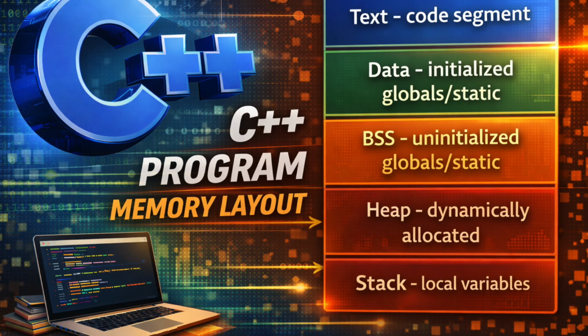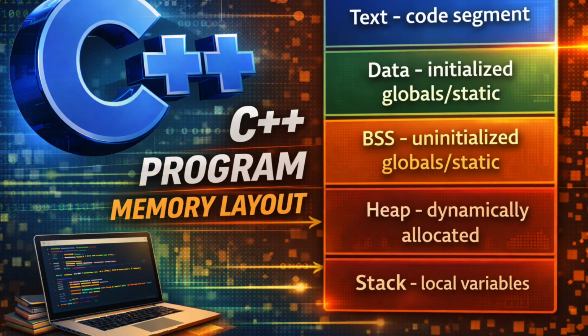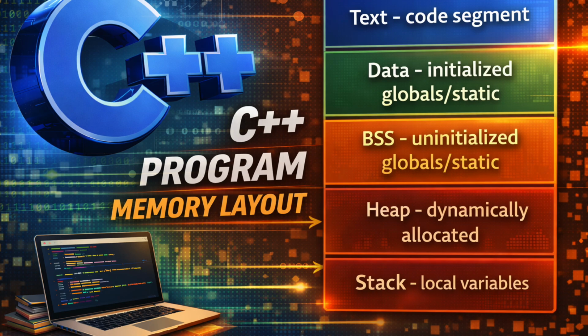Okay, so if the heap and stack handle all the dynamic runtime data, that leaves the static trio: text, data, and BSS. These are for the foundational parts of the program. Right, the persistent parts. And they live at the absolute lowest memory addresses in the user space. Let's start at the very bottom, the text segment, sometimes called the code segment. This one seems straightforward. It's the easiest to define.